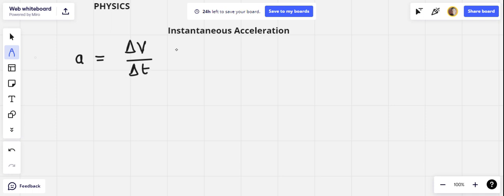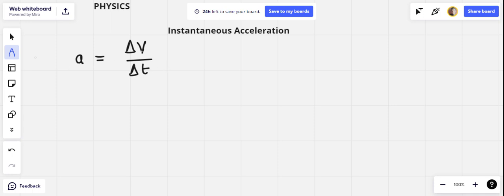So if you want instantaneous acceleration, that means the acceleration measured at a particular instant of the motion. Maybe what's the acceleration at time t equals 1? What's the acceleration at time t equals 6? So, acceleration at a particular instant.